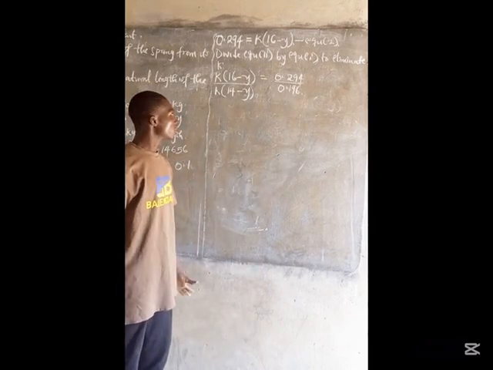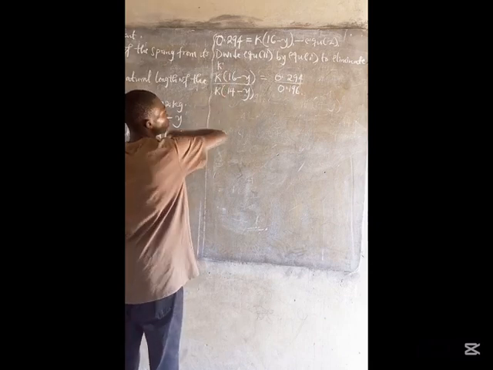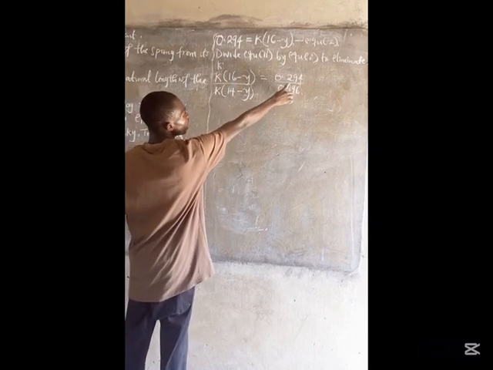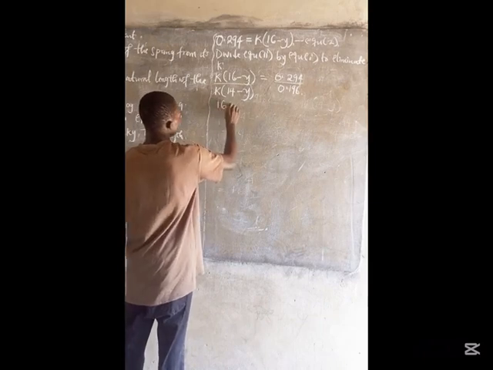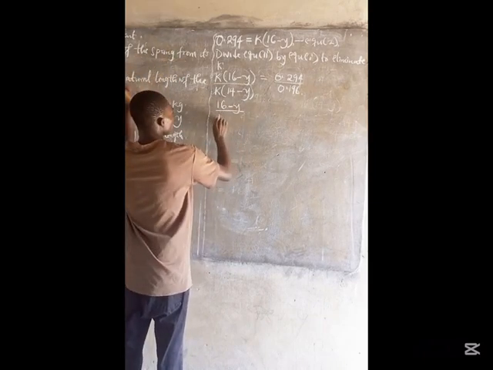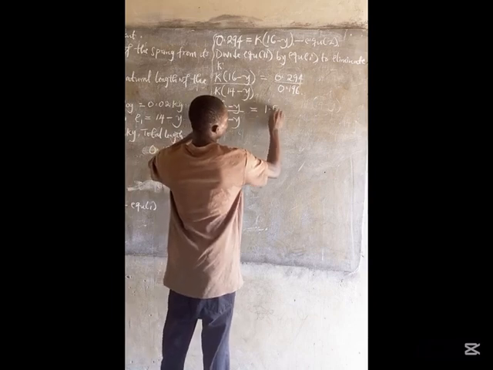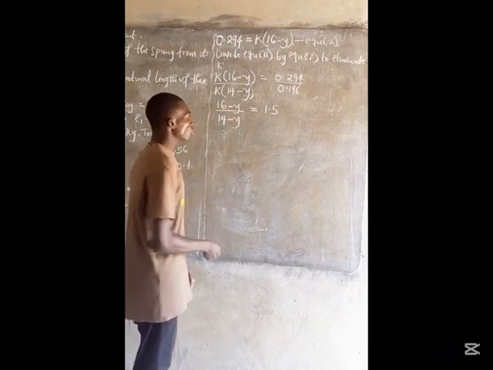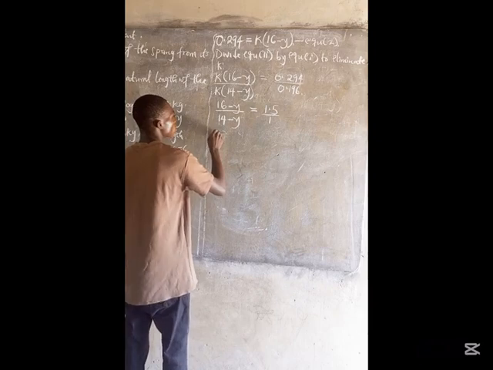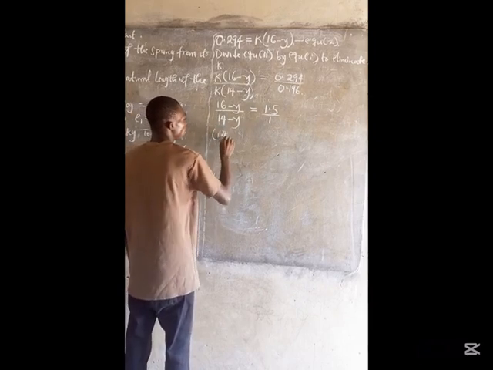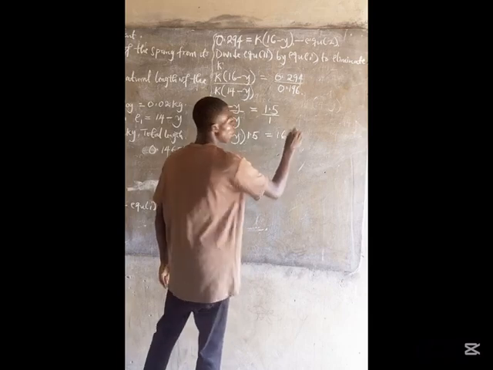So please pay attention to this. To eliminate k, we have 0.294 divided by 0.196. In order not to waste your time, you are going to have 16 minus y over 14 minus y is equal to 1.5. Is that not so? The next thing you do, you cross multiply. So once you cross multiply, you are going to have 14 minus y multiplied by 1.5 is equal to 16 minus y.